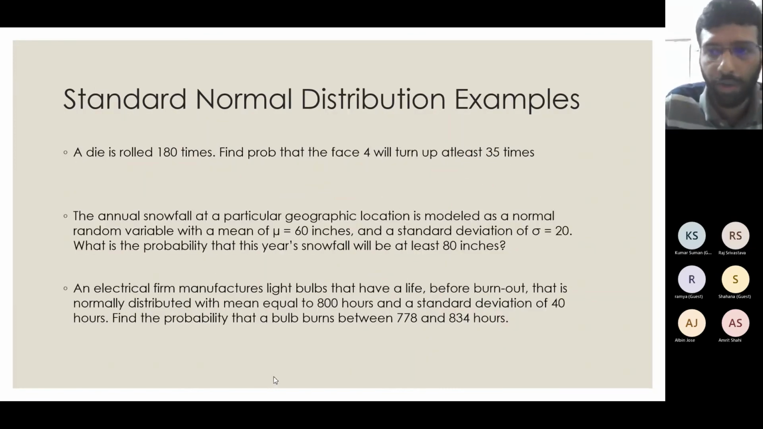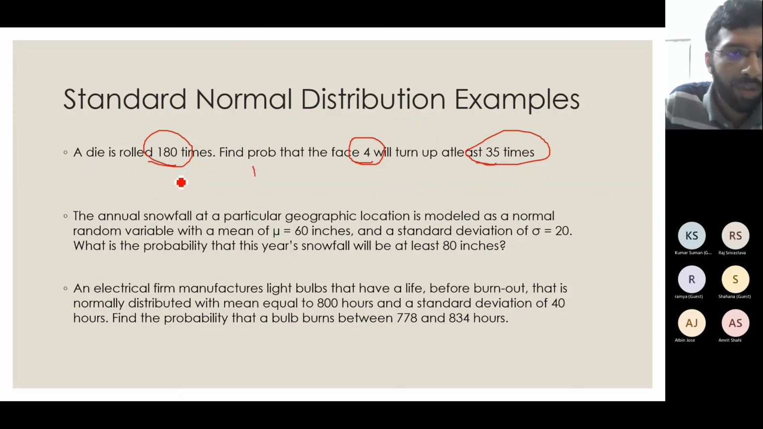Now we will just see one or two examples. So some use cases for normal distribution. Suppose we saw binomial distribution and all. Suppose a die is rolled 180 times. Find the probability that the face 4 will turn up at least 35 times. So we know that the probability of face 4 turning up in one try is 1 by 6. And for turning up exactly 35 times, we can use nCr, nCr (1/6) raised to 35 and (5/6) raised to 180 minus 35. Things like that we can solve based on the binomial distribution that we learned earlier.